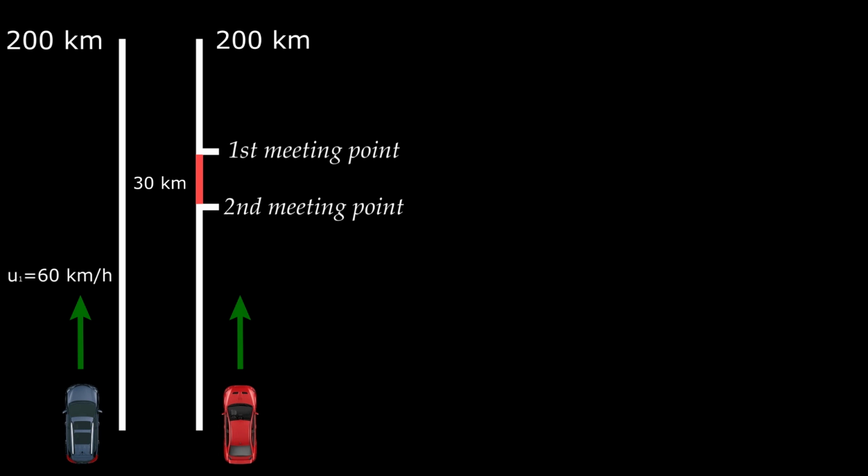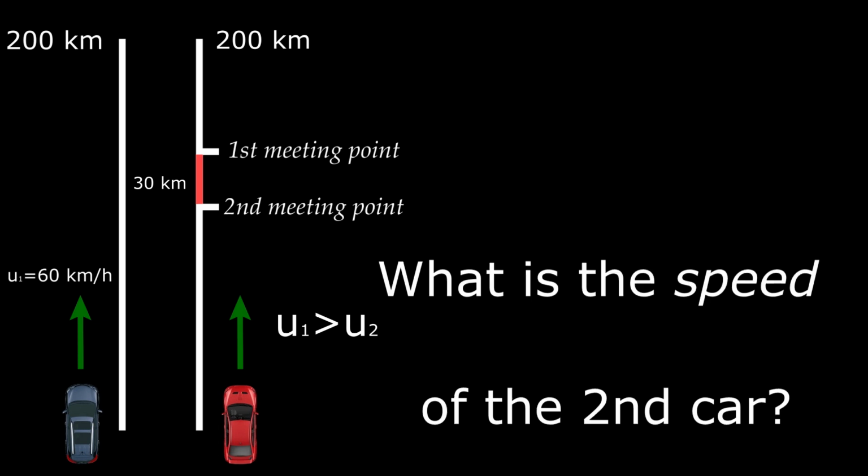By meeting point, I mean when they're at the same distance from their initial position. The first car is going faster than the second car. The question is, what is the speed of the second car? Pause the video if you'd like to solve this exercise. And when you're ready, just smash the play button.